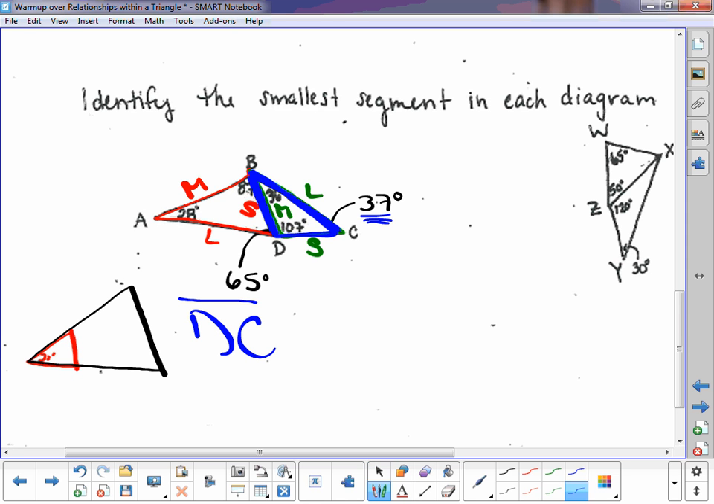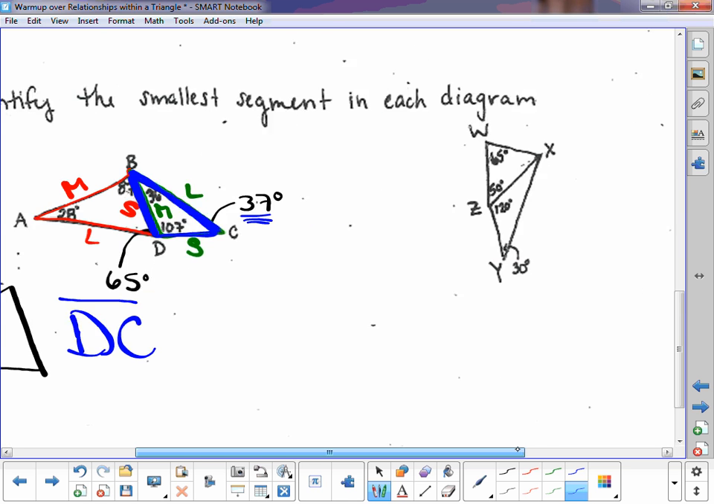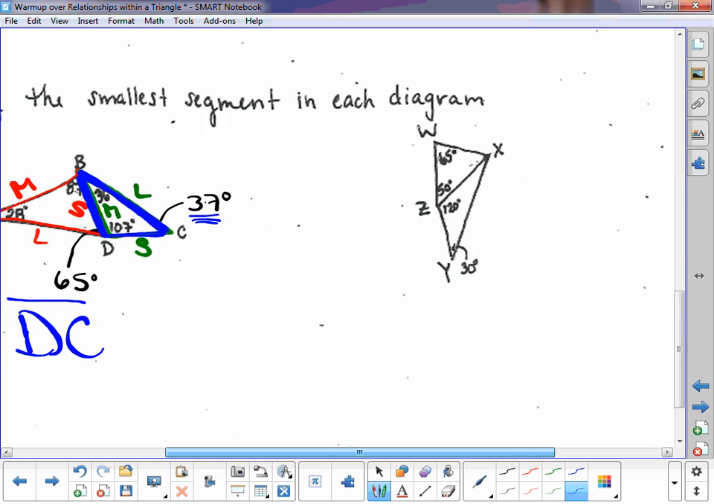Other questions with that one? Okay, so then what did we get for our answer over here? Ooh, ZY or WX. Let's take a look. What did we get for this angle? 65. Alright, and then what did we get for... Oh, these are two isosceles triangles.